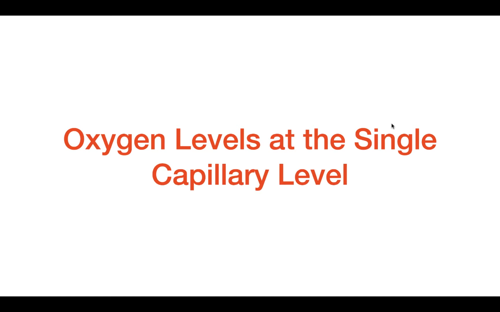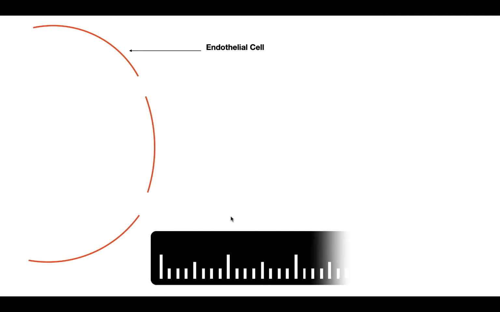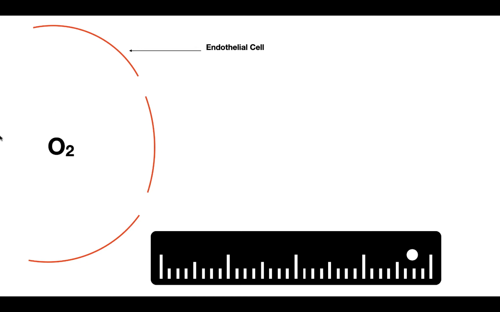So now that we know how oxygen itself is transported, let's take a look at how oxygen levels vary at different distances from the capillary center as well as at different lengths of capillaries. So this right here is a figure showing a capillary, and the capillary, as we know, is going to be made up of endothelial cells. And inside the capillary we have blood, which is full of oxygen. Now what we're going to be doing is looking at the oxygen levels at varying distances away from the capillary. So this ruler is simply showing you different distances away from the capillary.